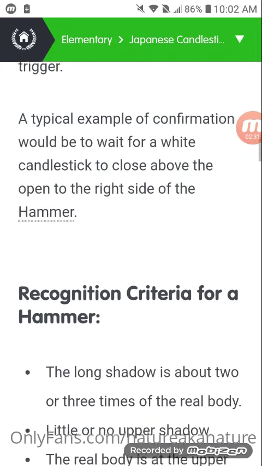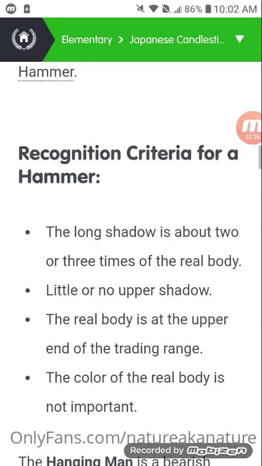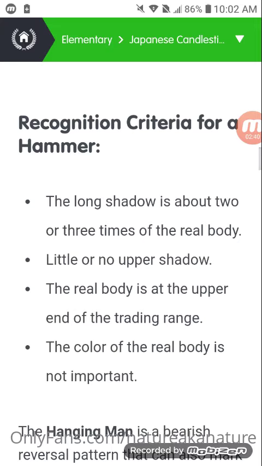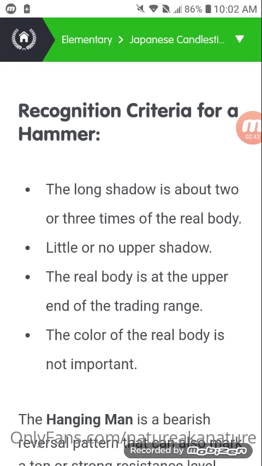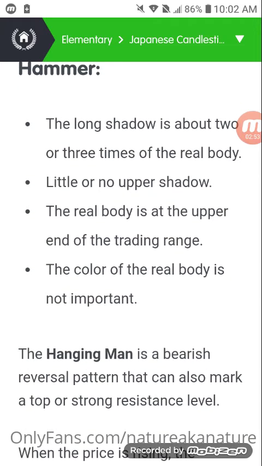The recognition criteria for a hammer: a long lower shadow, about 2 or 3 times the size of the real body. Little or no upper shadow. The real body is at the end of the trading range. At the end of a downtrend, you are going to see a hammer. And the color of the real body is not important, even though with a hammer it will usually be white.